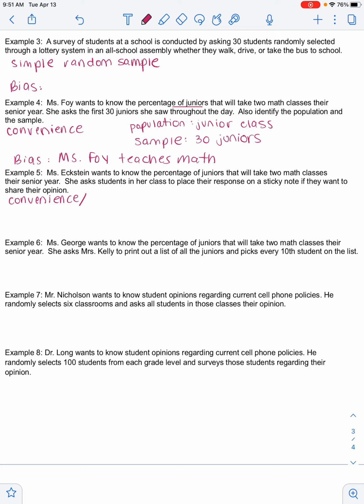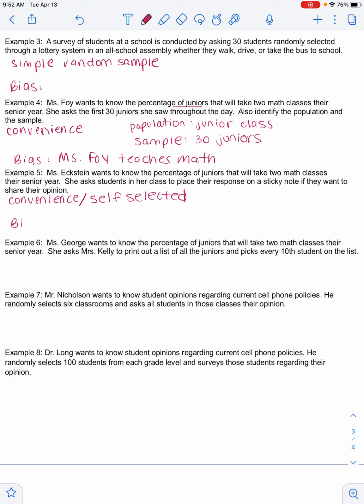But this one is also a self-selected. And the reason that this is self-selected is because she asks them to place the sticky note if they want to share. So they don't have to share their opinion.